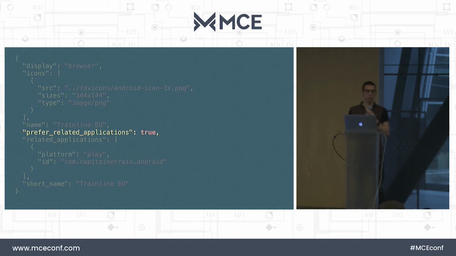And how can we define those related applications? Well, in a related_applications block. And it's an array, so you can put several inside. In our case, we use the platform play to mean that the application is available on the Play Store, and the ID is basically the package name or the application ID. In this case, com.captaintrain.com.android. It's also supposed to work on iOS, and the platform will be itunes, and the ID will be the URL instead of the app ID. So the URL directly to your application on iTunes.